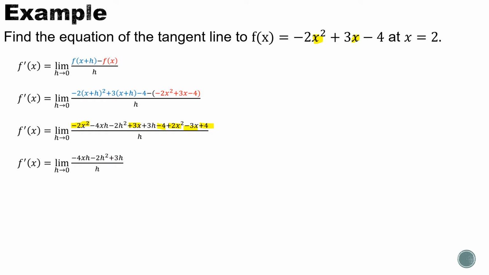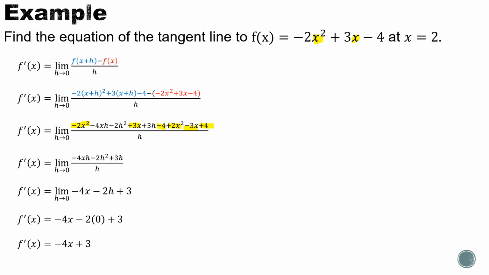So once I cancel out all that, I'm left with negative 4xh minus 2h squared plus 3h, over h. From there, I can take out an h out of my numerator, or take out an h out of every single thing, divide everything by h, and I'm left with negative 4x minus 2h plus 3. Using our knowledge from the second unit, the limits unit, I know that all I need to do to find my answer is plug in my limit. So as h approaches 0, I'm plugging in 0 for h. And when I plug in 0 for h, I get negative 4x minus 2 times 0 plus 3, or negative 4x plus 3. Now, that is the derivative.